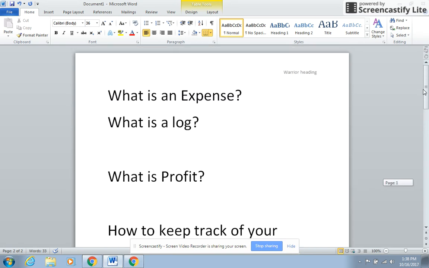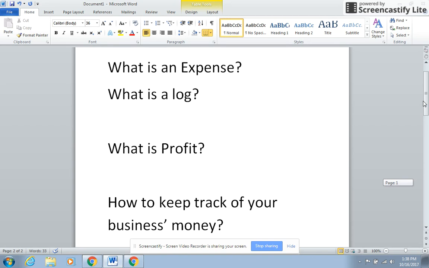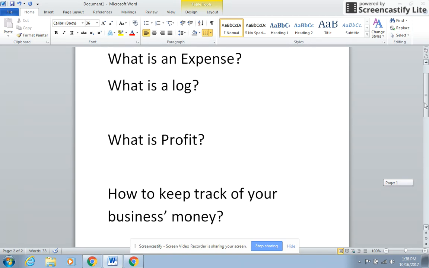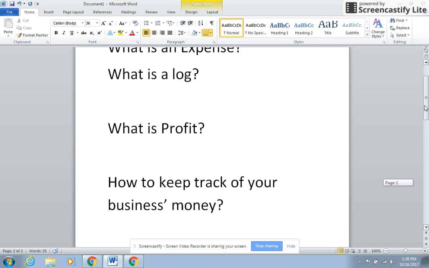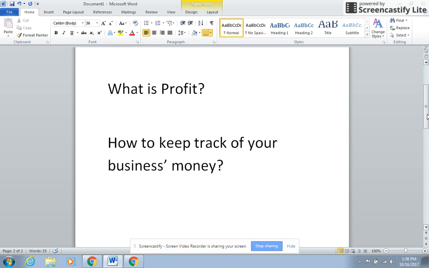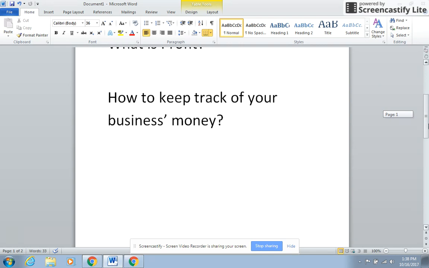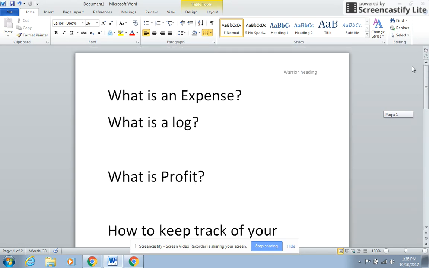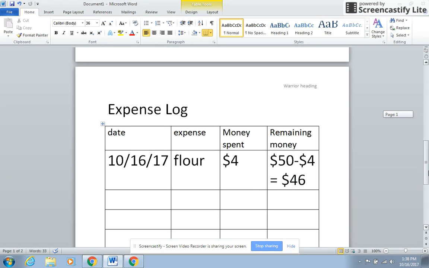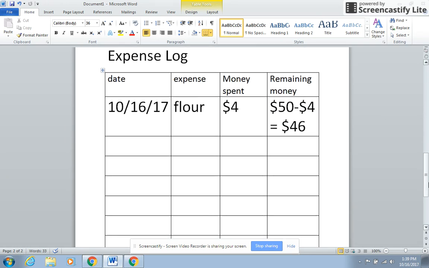Remember, it's very important that you understand the definition of what is an expense. It's those things that we spend money on. What is a log? It's the written down notes about what we're spending, so we know how much money we still have left. What is a profit? It's after all the expenses, how much money you have left over to be paid. And then how do we keep track of your business's money? Well, we use an expense log. And that's what we just watched right here. And this, in handwritten form, should go into your notebook for your entrepreneurship elective. We check notebooks on Friday.